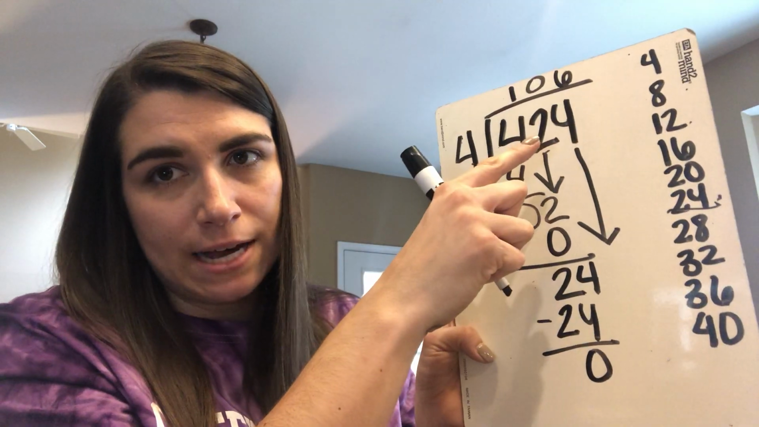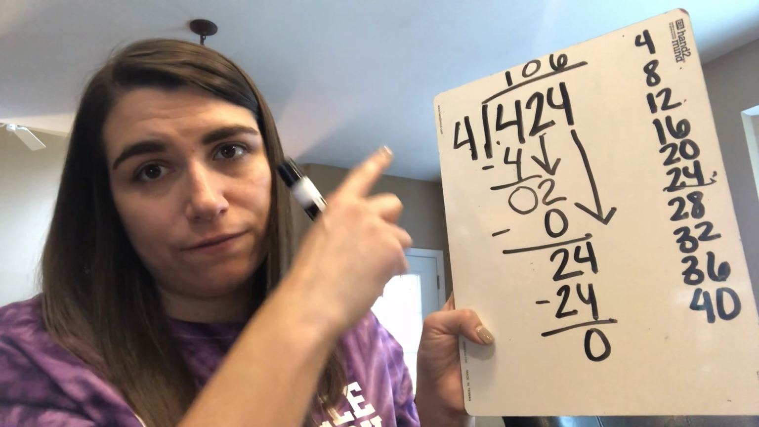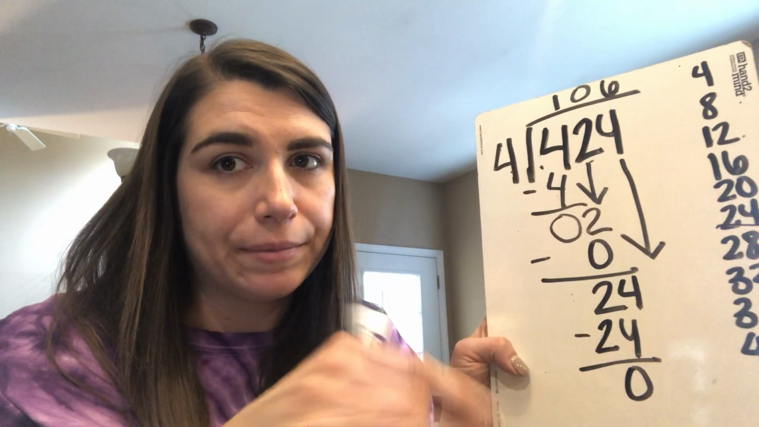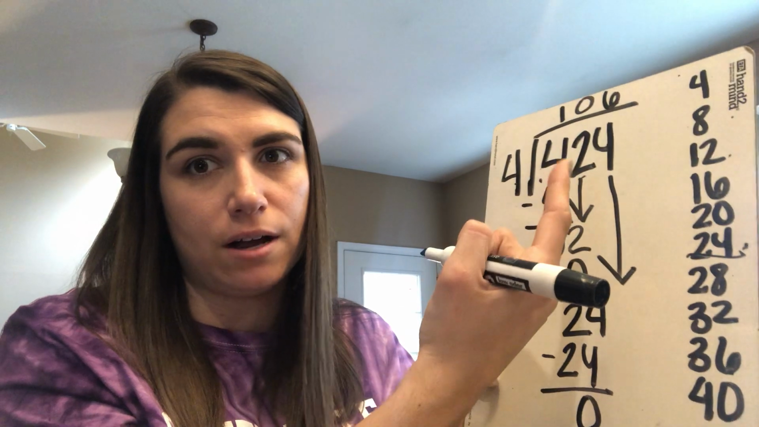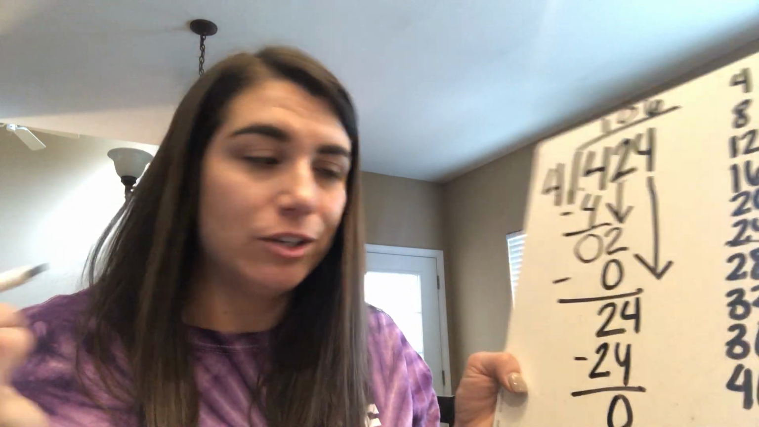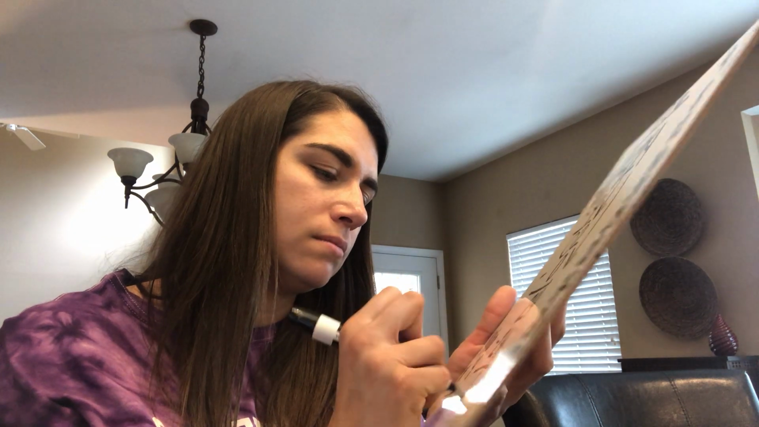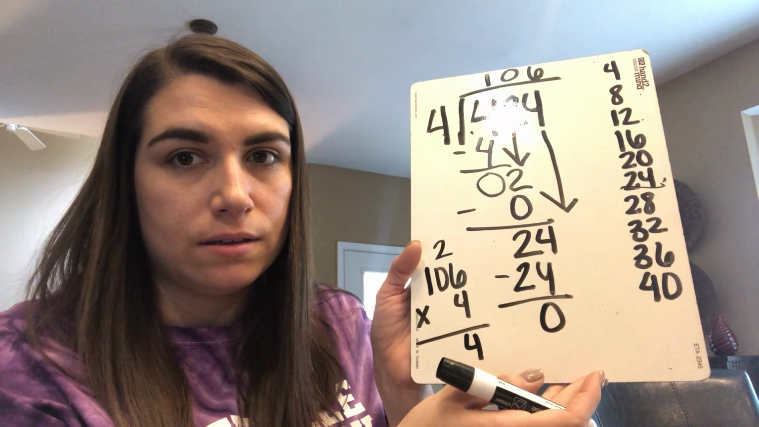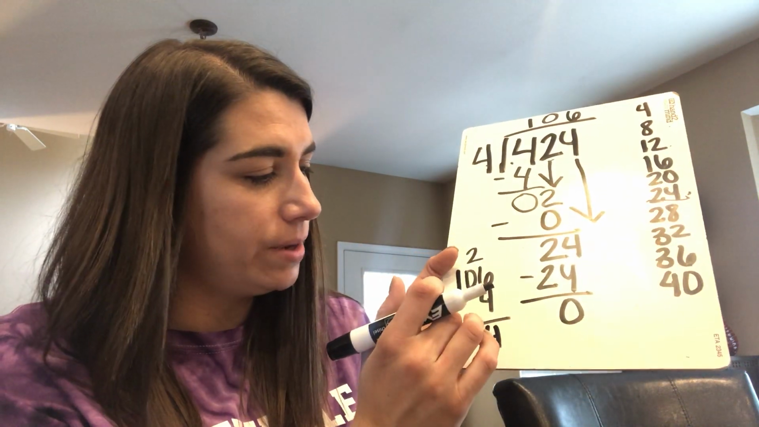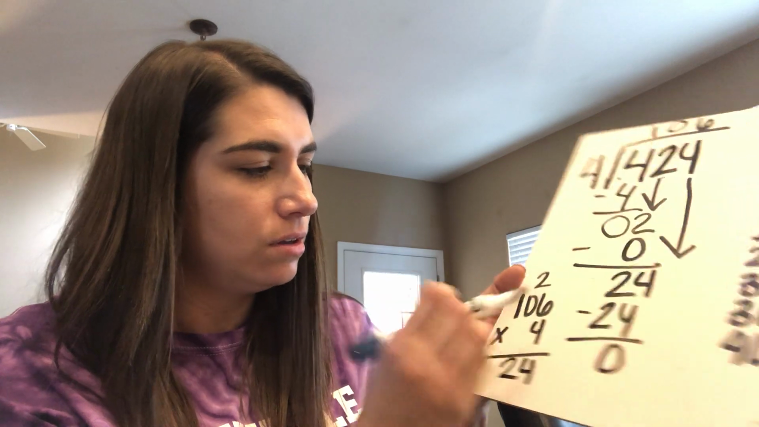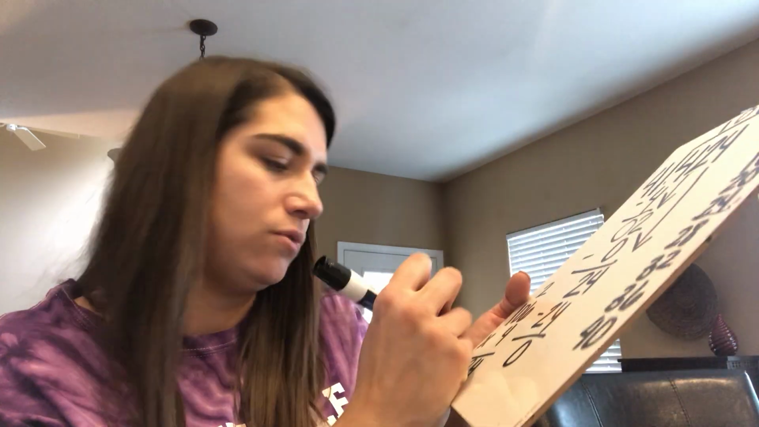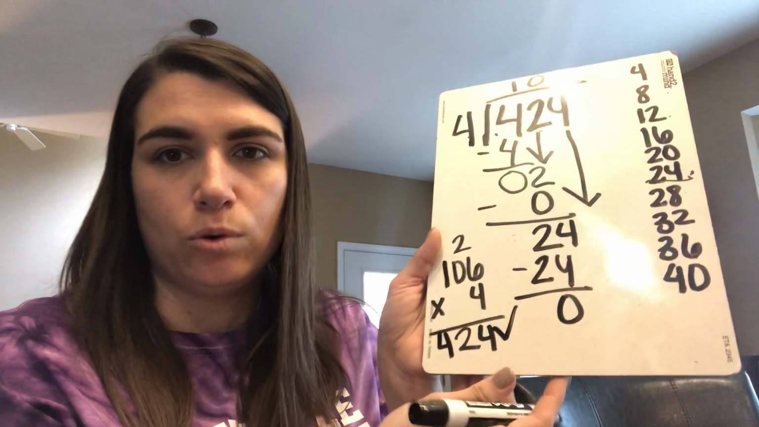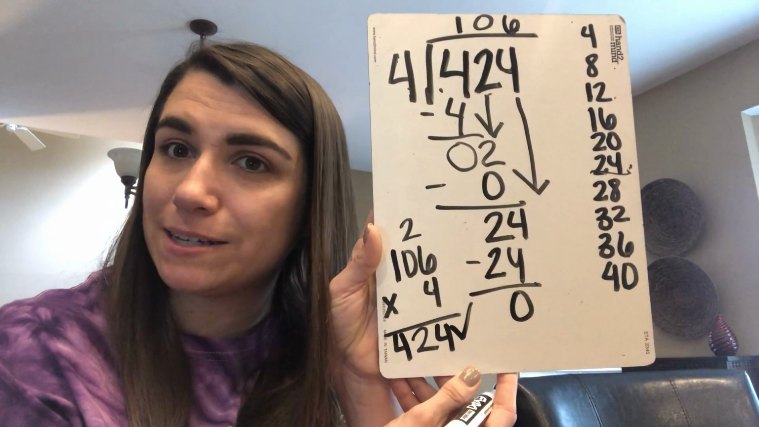There's nothing else to bring down. 0 is smaller than 4, so I'm good to go. Good to leave it like this. My remainder would be 0. So now I'm going to multiply to make sure I'm correct. So 106 times 4. 6 times 4 is 24. 4 times 0 is 0, plus 2 is 2. And then 4 times 1 is 4. So I got 424, so I know I'm correct.